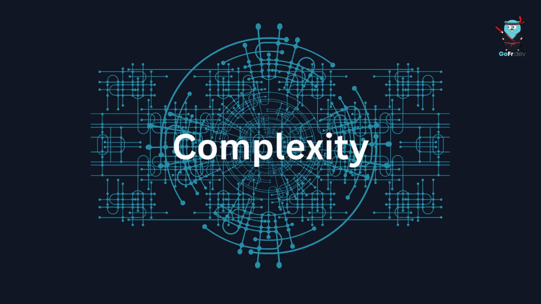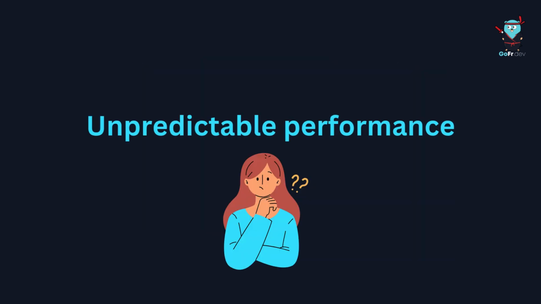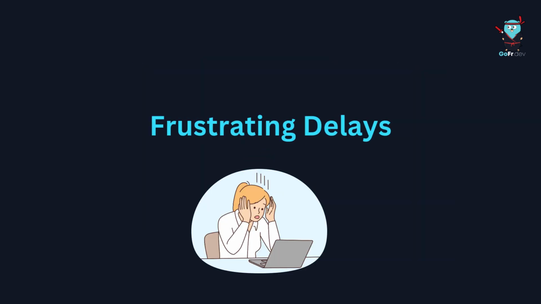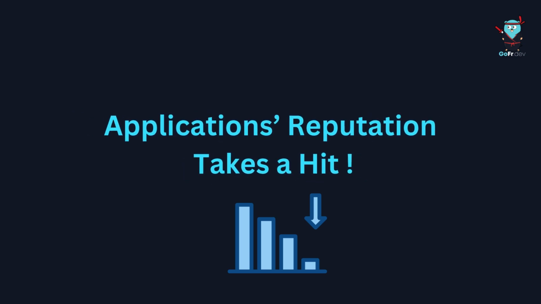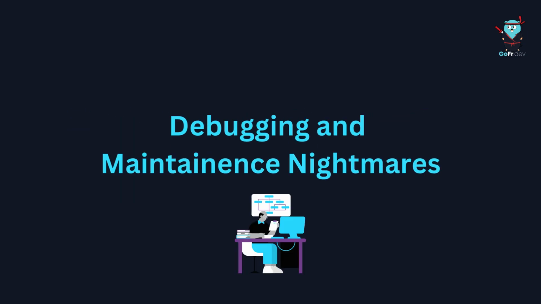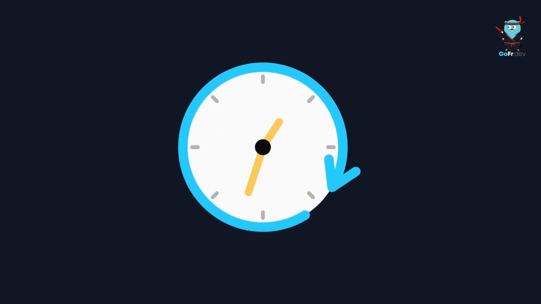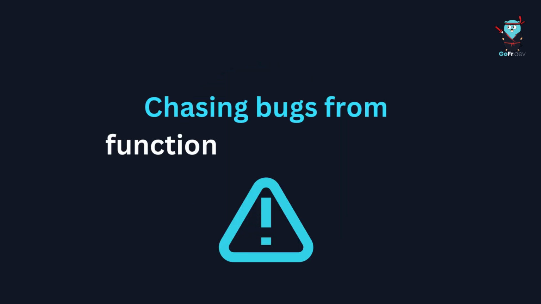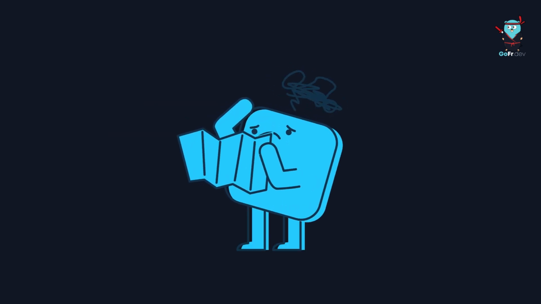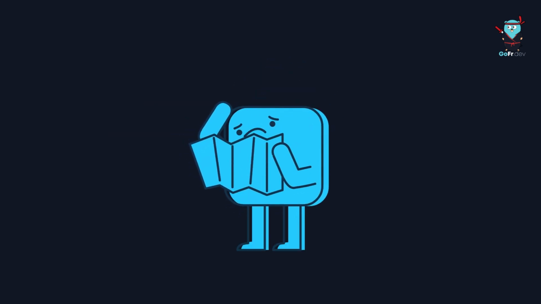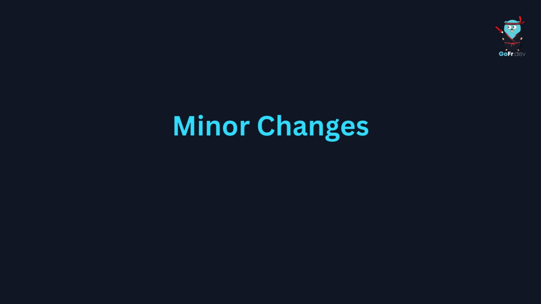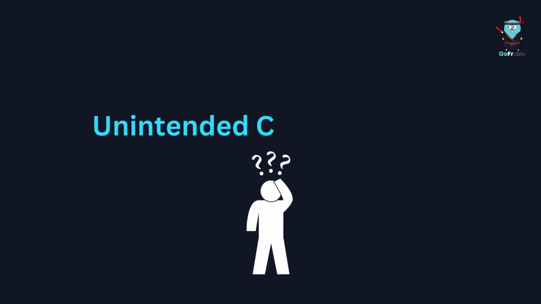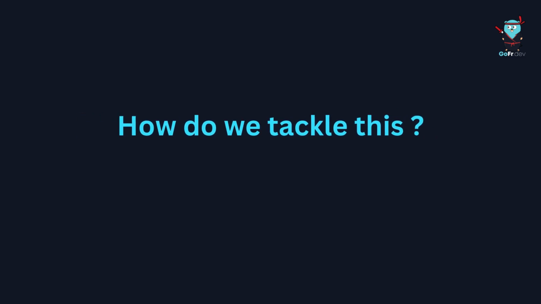This complexity can lead to unpredictable performance where users experience frustrating delays and your application's reputation takes a hit. Debugging and maintenance nightmares where you're spending hours chasing phantom bugs, jumping from one function to another without any clear direction. And even making minor changes becomes risky, fearing unintended consequences. So how do we tackle this?